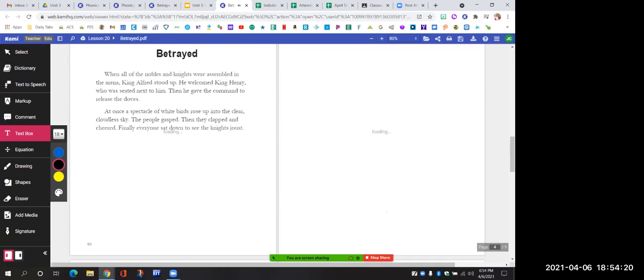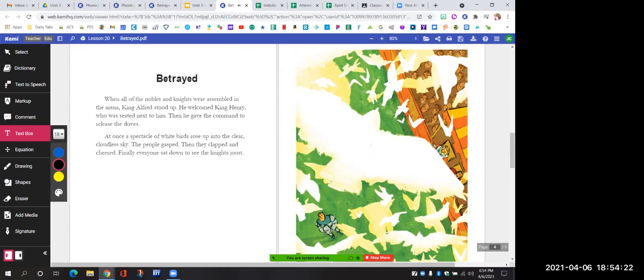Betrayed. When all of the nobles and knights were assembled in the arena, King Alfred stood up. He welcomed King Henry, who was seated next to him. Then he gave the command to release the doves. At once, a spectacle of white birds rose up into the clear, cloudless sky. The people gasped. Then they clapped and cheered. Finally, everyone sat down to see the knight's joust.